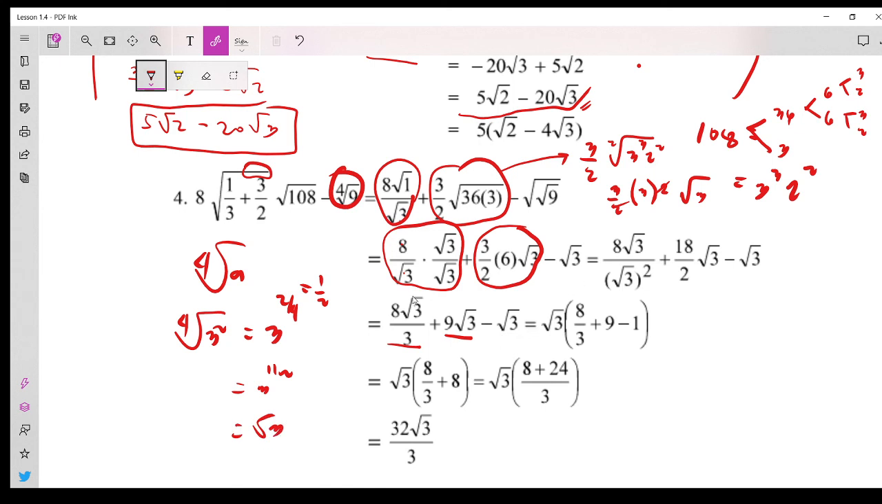So now the same radicands and same indices. So meaning they are similar radicals. So we're just going to add their numerical coefficients. So 8 over 3 plus 9 minus 3, it's equal to 32 over 3 square root of 3. So this one is our final answer.